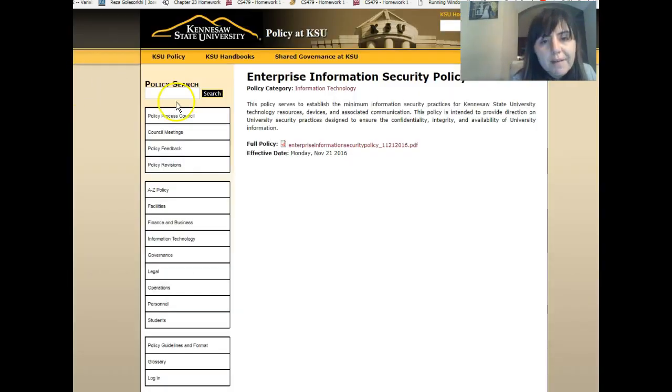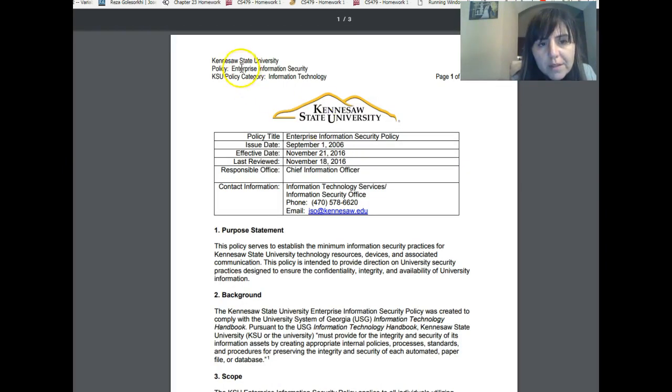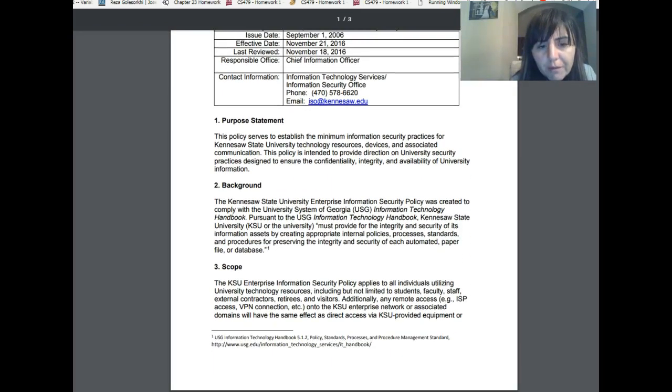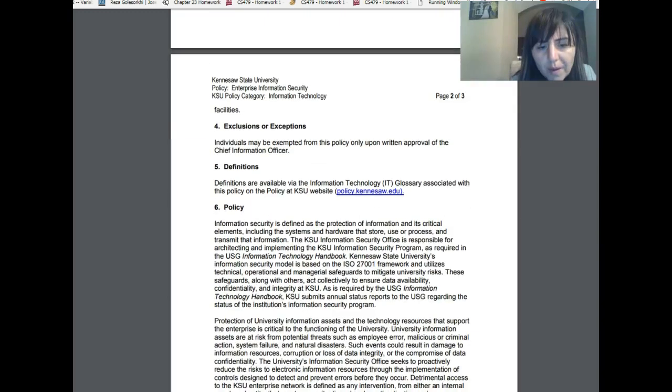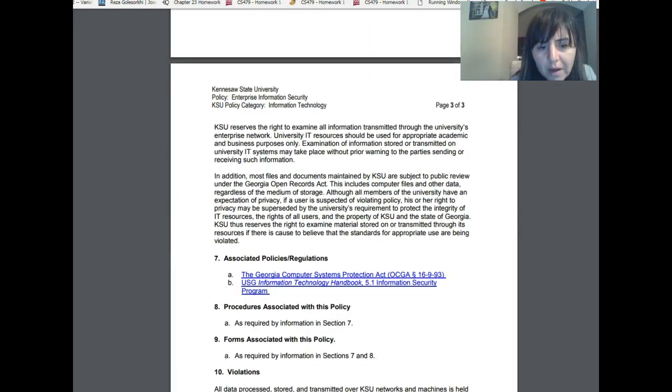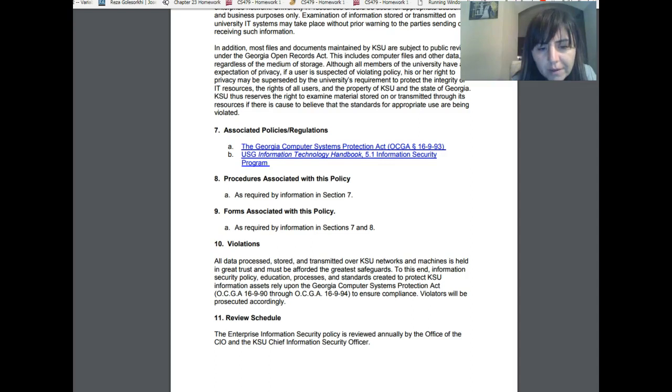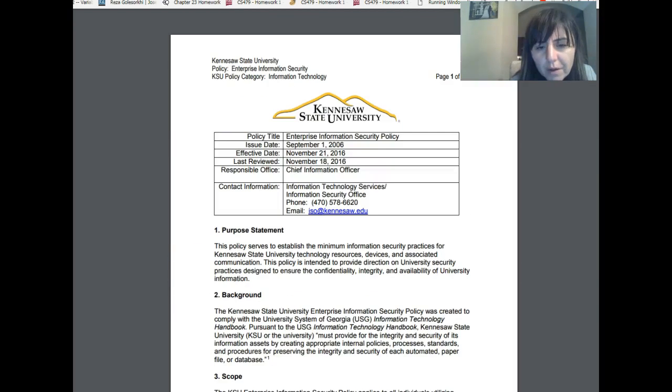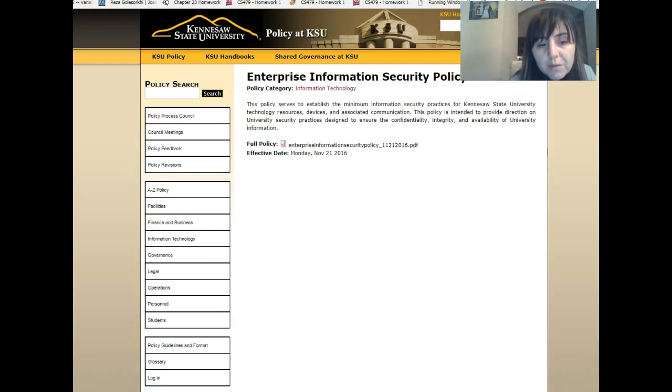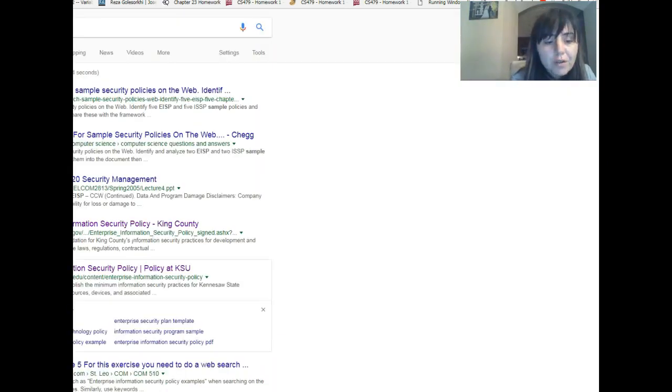Even universities have an enterprise information security policy. This is an information security policy for Kansas State University, and again, you can see how they have formed it: purpose, background, scope, and then the policy itself, and other things that you can see. So there are various documents out there for you to look at, some of the policies for various organizations. It depends what they are, if they're a government organization, an educational organization, or just private companies.